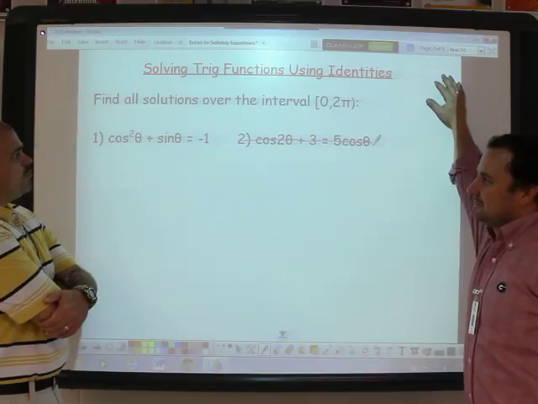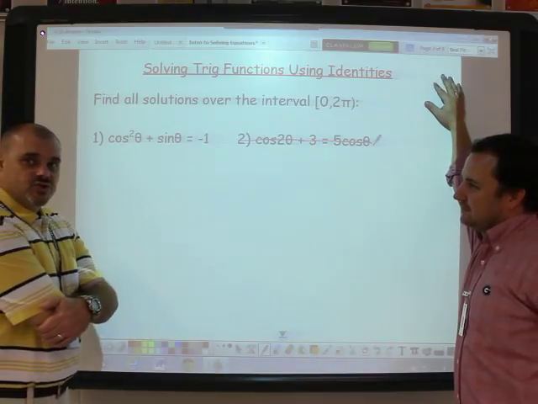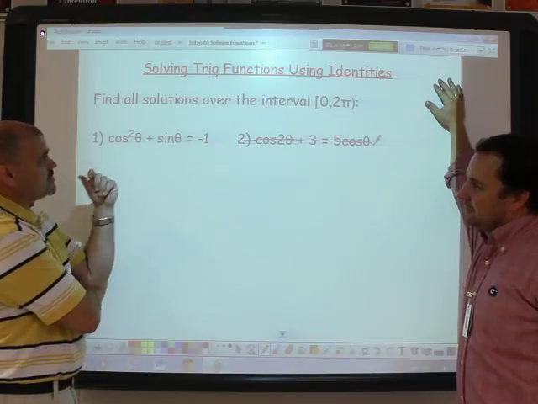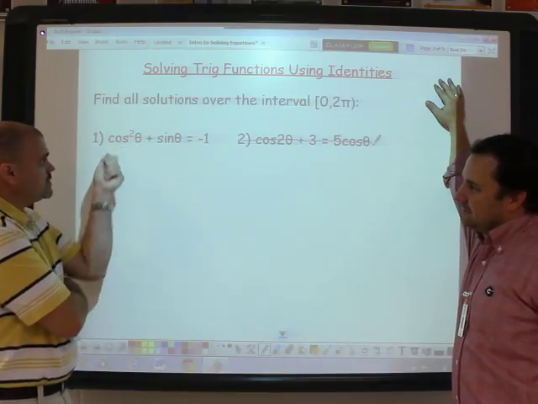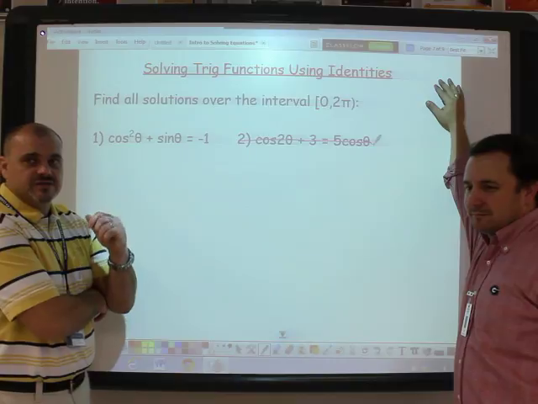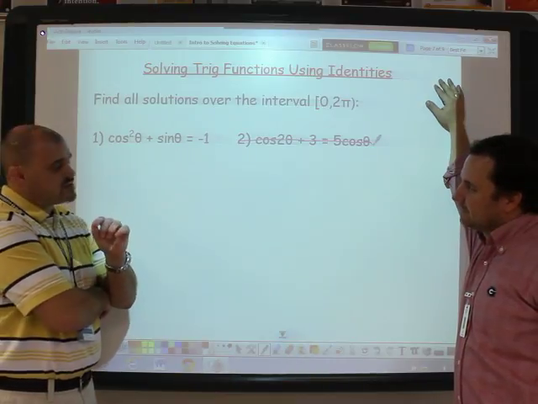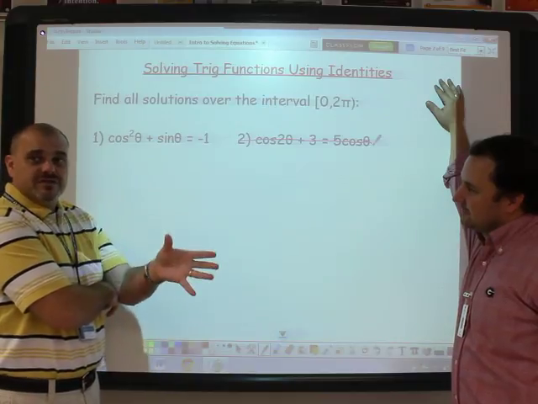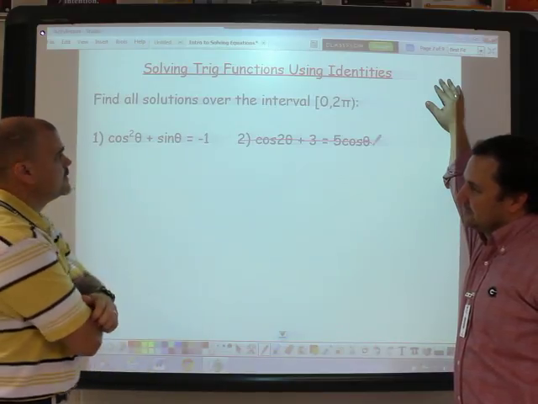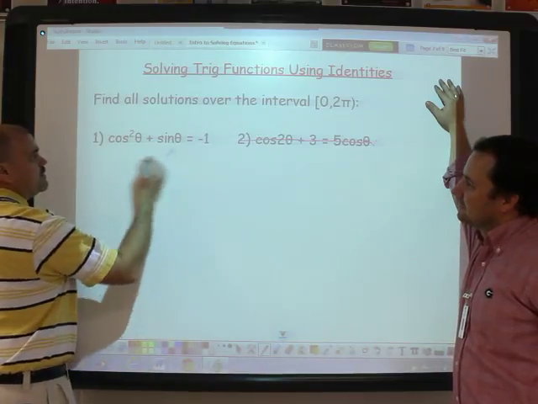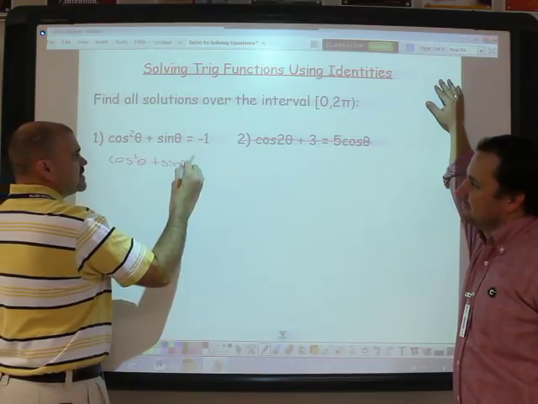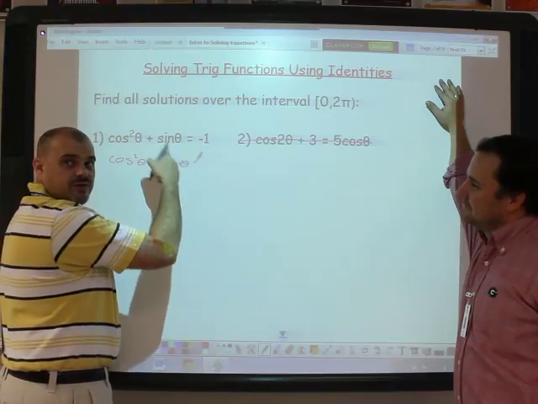So what I like to do here, guys, is I like to try to get everything over on one side, because if we have a quadratic term or a term that's squared and a term that's not squared and a constant, ax squared plus bx plus c, we usually let that equal 0 so that we can solve and find the zeros or the roots or x-intercepts. So let's move our 1 over, and we have cosine squared theta plus sine theta. It's negative 1 on the right. To move it over, we have to add it.